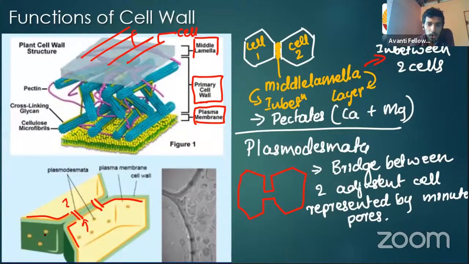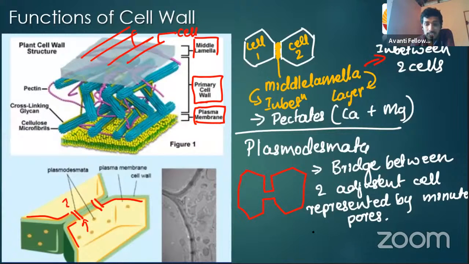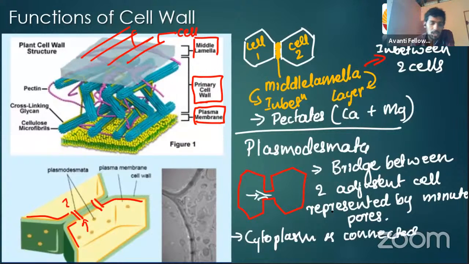Okay. So in plasmodesmata, the plasma membrane of one cell to another cell is connected. The plasma membrane is also connected, and the cytoplasm is connected through here. The cytoplasm is connected from one cell to another through the plasmodesmata. So using the plasmodesmata, some molecules may move from one cell to another cell.